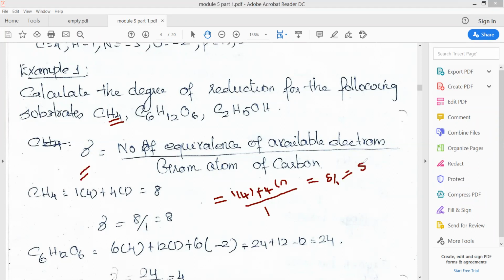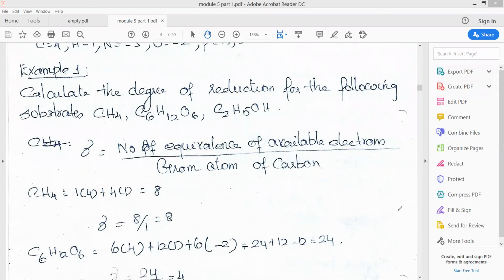And the next is C6H12O6. For this, how will you do it? 6 into 4 plus hydrogen is 1, so 12 into 1, plus oxygen is 6 into minus 2, divided by the number of carbons, which is 6. So the gram atom of carbon is 6. So 24 divided by 6 gives 4. The degree of reduction is 4. Like this we have to find it. So this is the degree of reduction.